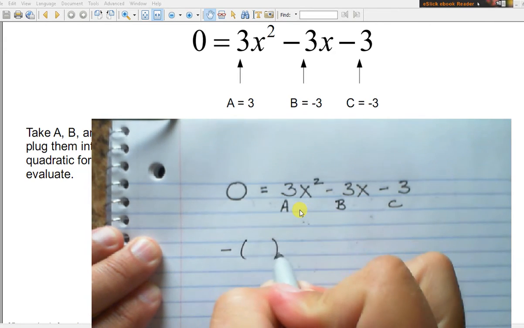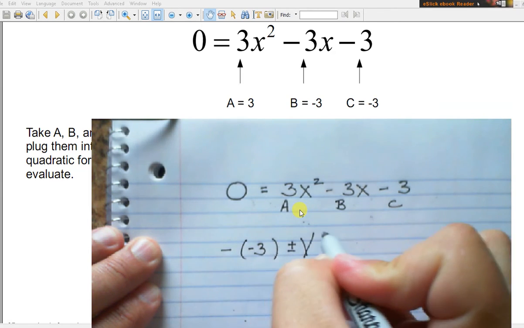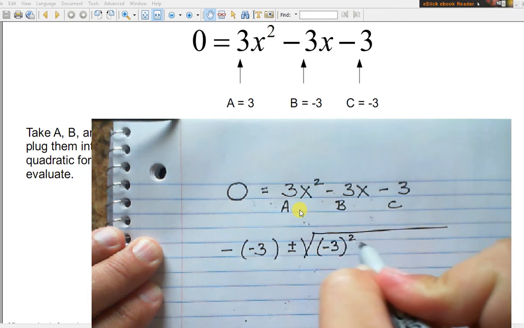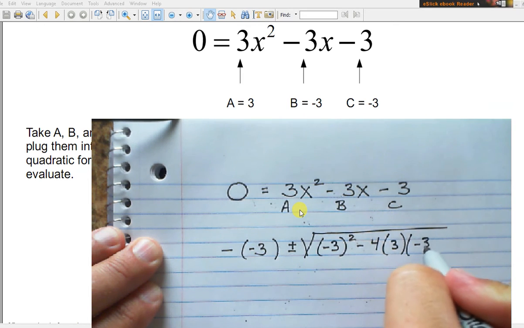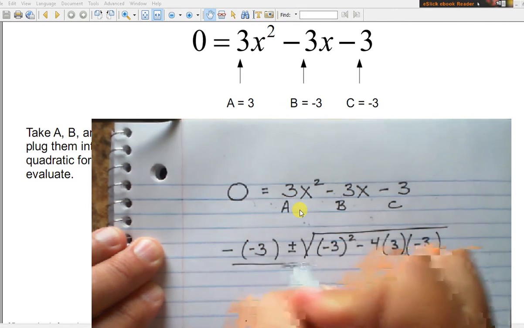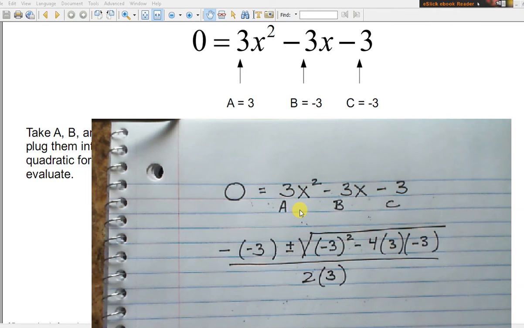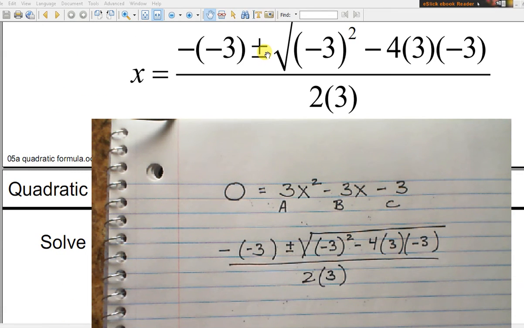Negative B plus or minus the square root of B squared minus 4AC all over 2A. There it is plugged in. Let's see if that matches with my presentation. Negative negative 3 plus or minus the square root of negative 3 squared minus 4 times 3 times negative 3 all over 2 times 3. Perfect. Now we'll start simplifying this down.